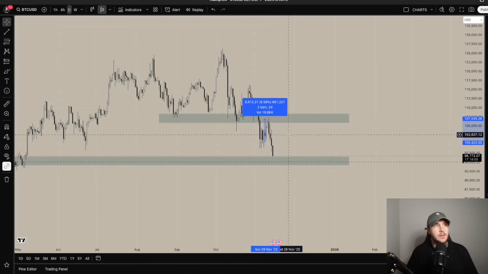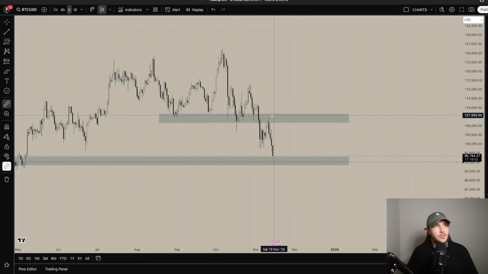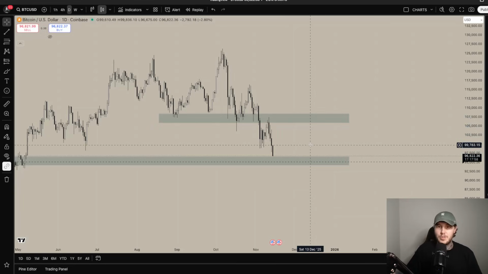Like 6%, or if you just shorted and waited, you're up almost 9-10%, and the move's still going. It's still pushing downwards. So don't fight the trend, trade with the trend. The trend is your friend until it isn't.